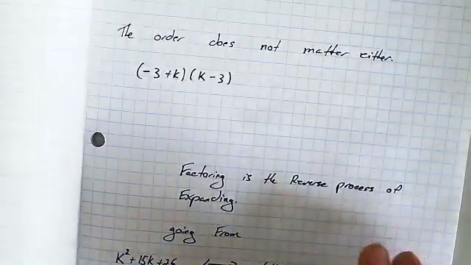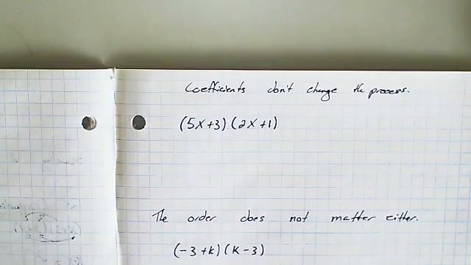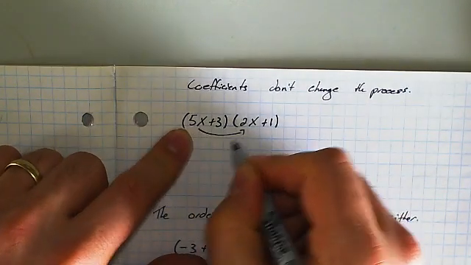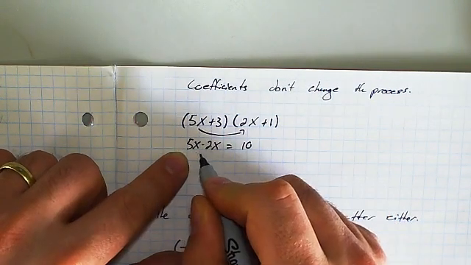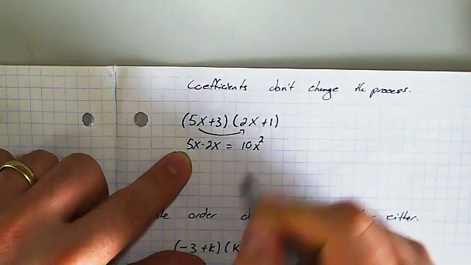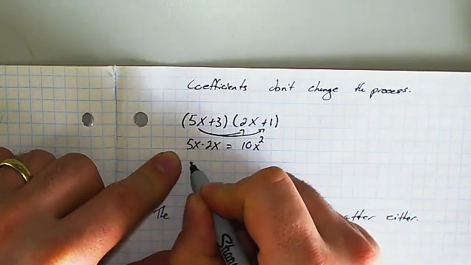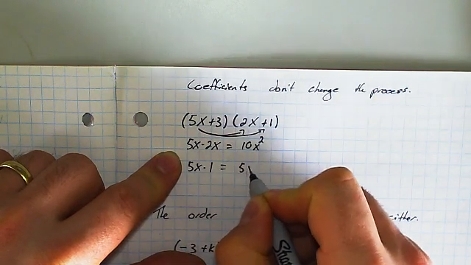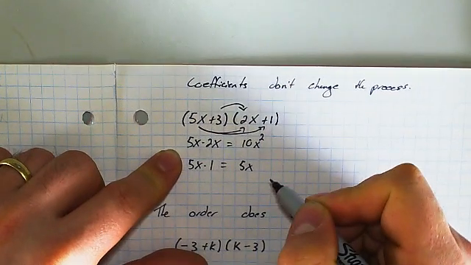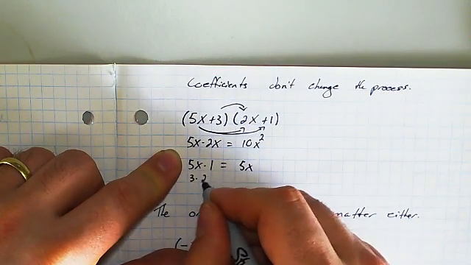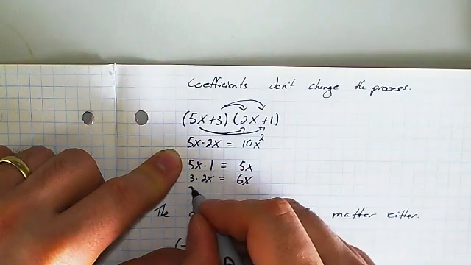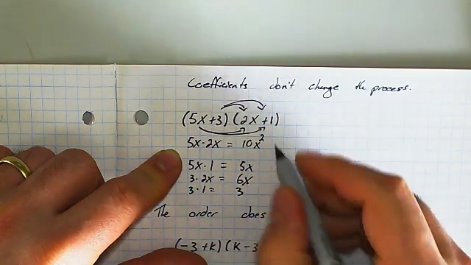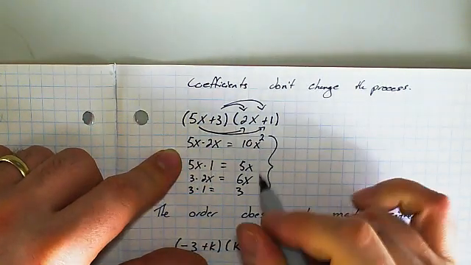Again, this should have been done in grade 9, but it can't hurt to review it. If I add a coefficient, or a number, to my unknown, it doesn't change the process whatsoever. 5x times 2x. 5 times 2 is 10, and x times x is x squared. 5x times 1 is just 5x. 3 times 2x, well, 3 times 2 turns into 6x, and 3 times 1 turns into 3.